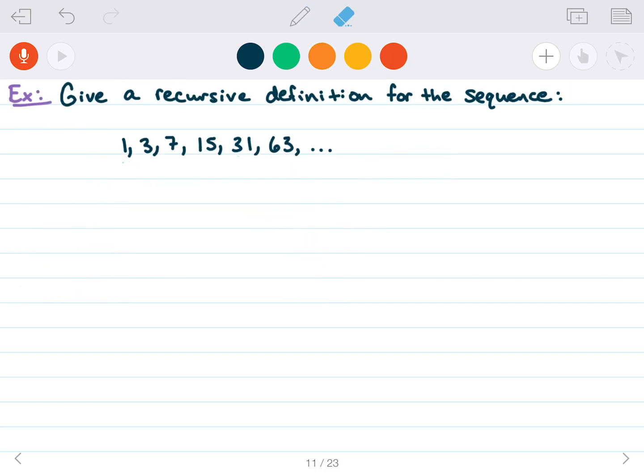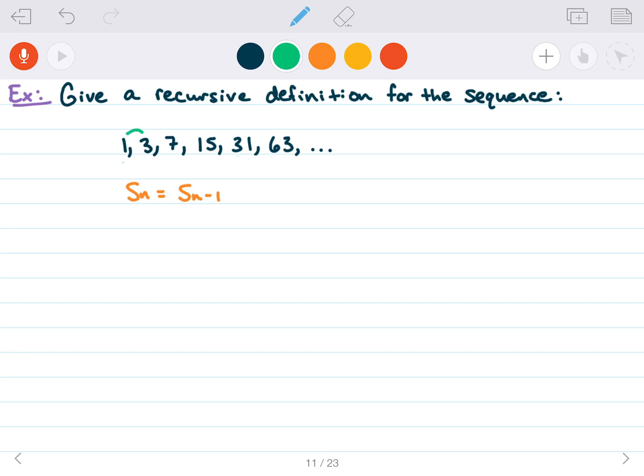So for this example, we want to actually give a formula for our sequence, and we want to define this formula recursively. So S sub n in terms of S sub n minus 1. So here I have S sub n is equal to S sub n minus 1, and then we want to kind of include some other stuff here. Okay, so what's the pattern here?